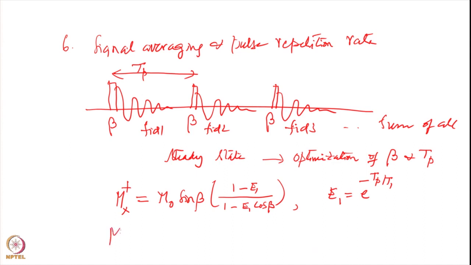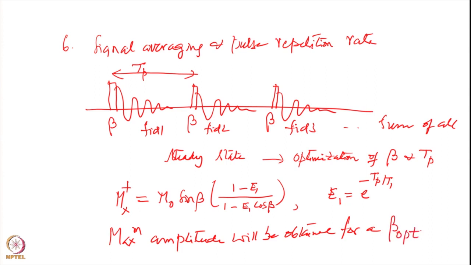So you get maximum amplitude for a flip angle which is called beta optimum. And what is beta optimum? We can see this is given by cosine beta optimum equal to E1, and E1 is dependent on the TP and the T1. So if you optimize your beta such that cosine beta optimum is equal to E1, then you get the maximum Mx plus. So maximum Mx plus means you get the maximum signal to noise.